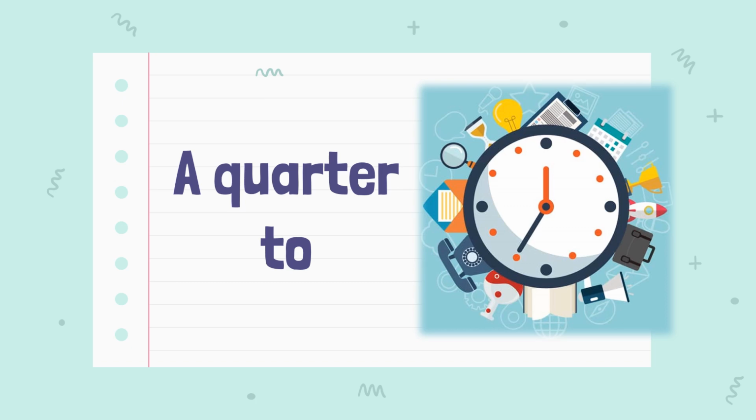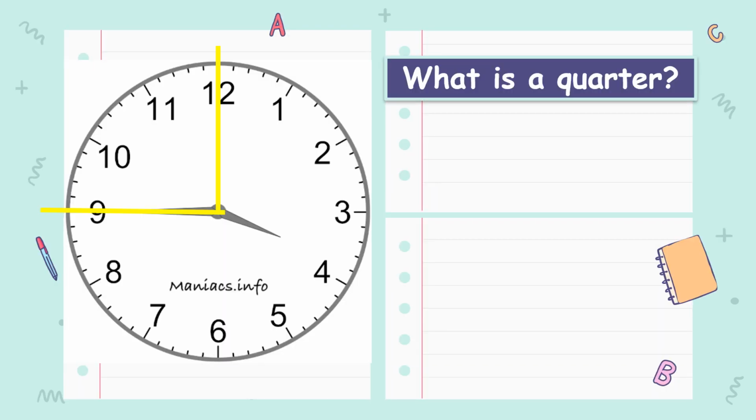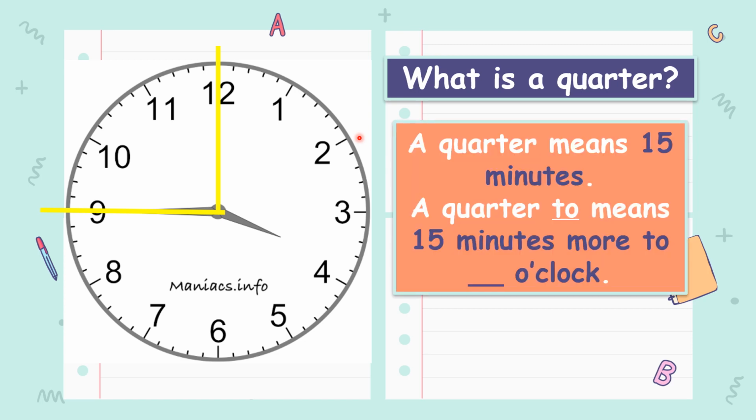Very good. Now we are going to learn the last part of the time today, which is a quarter to. A quarter to. What is a quarter again? A quarter means 15 minutes. But a quarter to means something slightly different. It means 15 minutes more to o'clock.